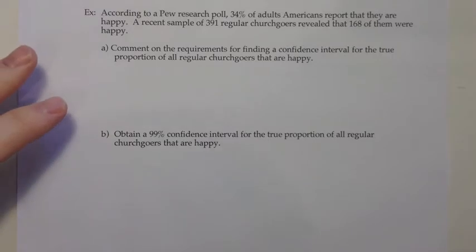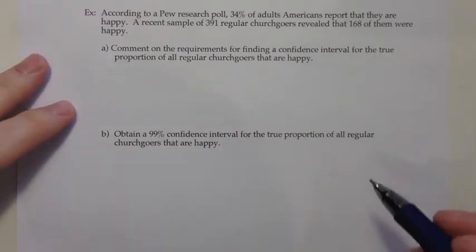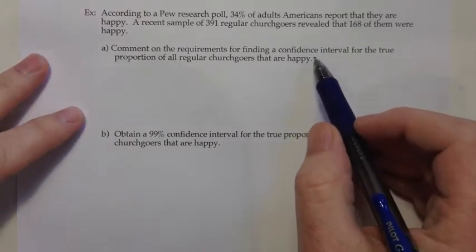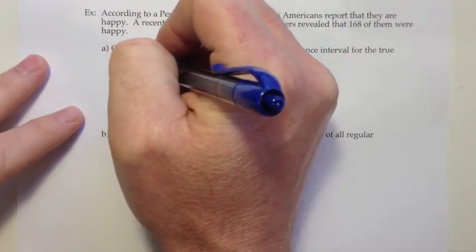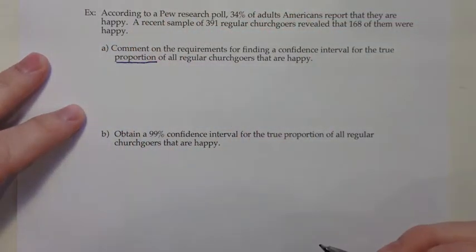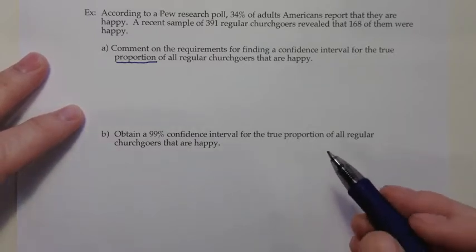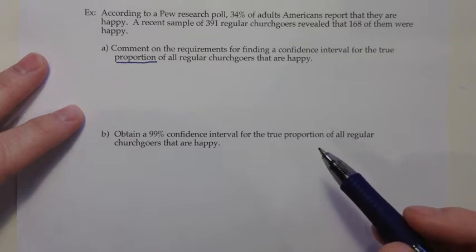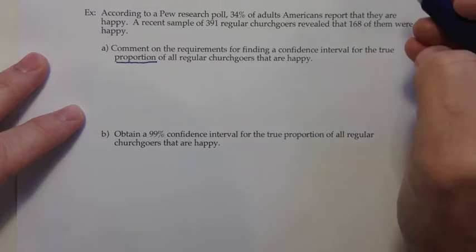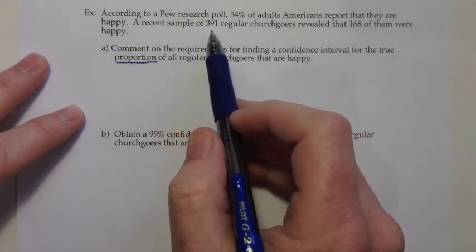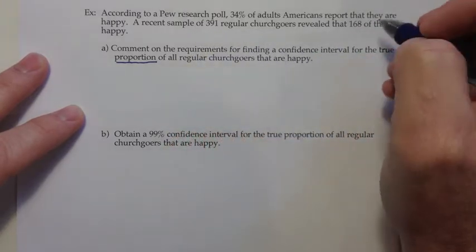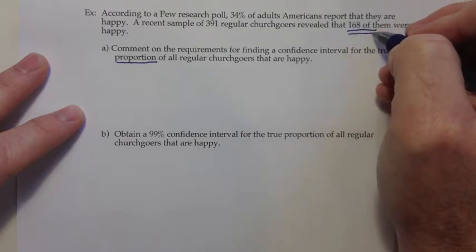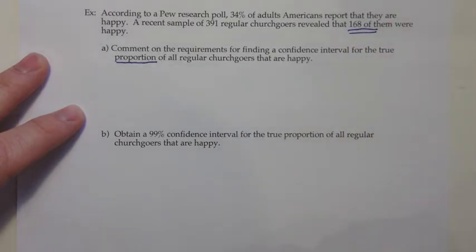Alright, so when we start thinking about the requirements, we want to think about what type of problem we're doing. This is a confidence interval for a proportion. And for a proportion problem, we're back to that idea of needing np and nq to be at least 10. And we've seen that the way we check that with proportion problems is to look at the number of successes and failures. In this problem, they looked at a sample size of 391. And they saw 168 successes there, 168 happy folks.